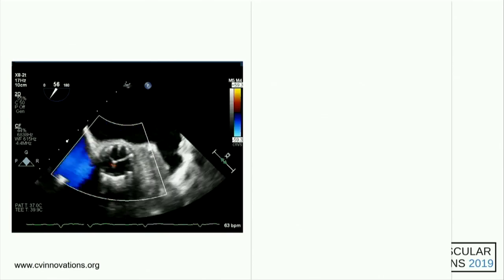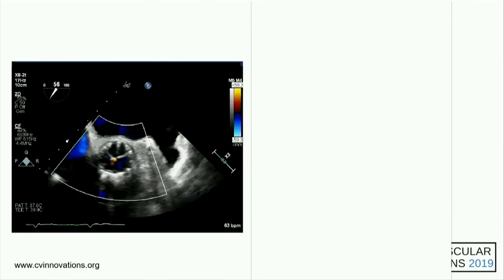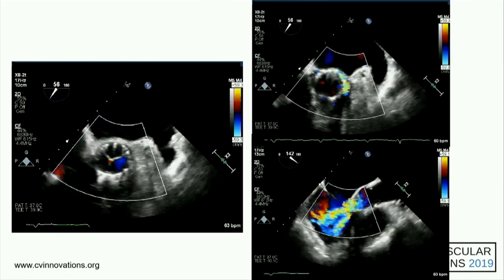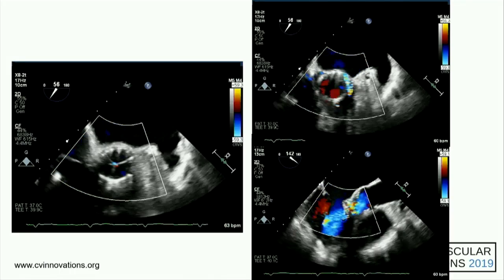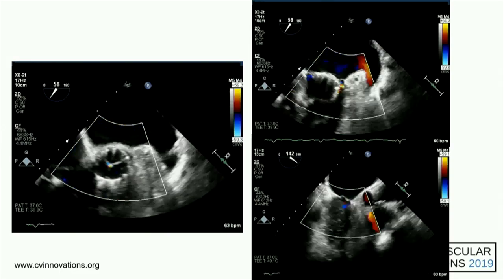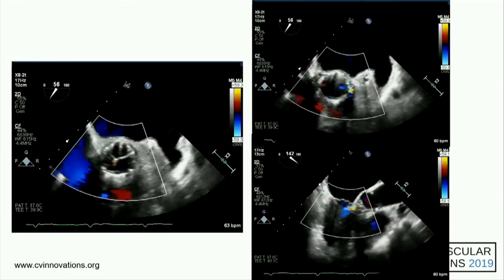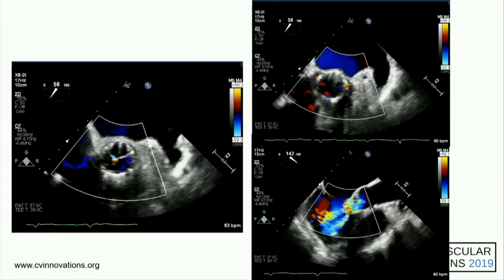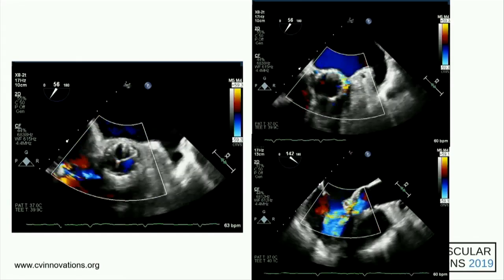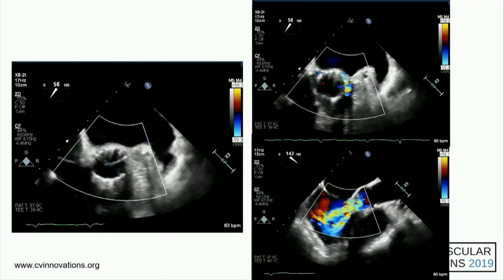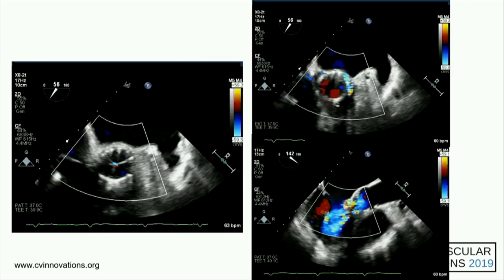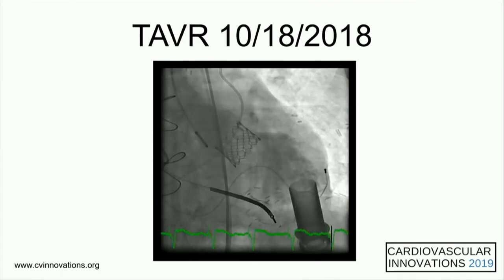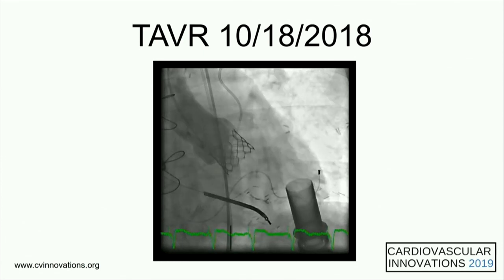We swept with color, initially just central, so we were all happy. We were about to congratulate ourselves, but then you have to do a complete assessment, move in, move out, and check all the views, and you can see here, in fact, he did have severe paravalvular leak from the lateral aspect of the stent prosthesis. So this was concerning for the whole team. The interventionalists also did an aortogram because they wanted to confirm. And there you can see a huge amount of paravalvular leak.